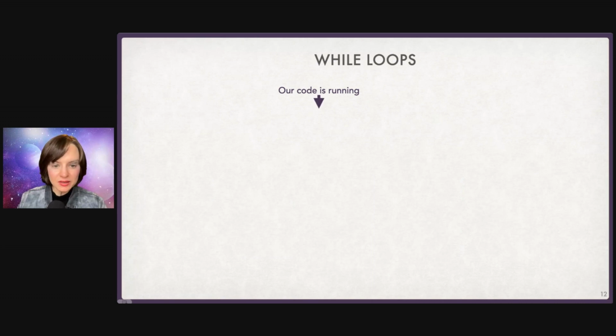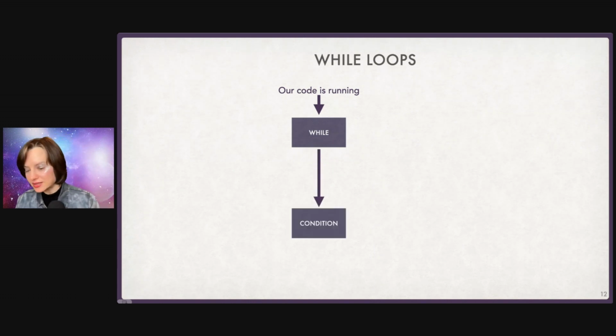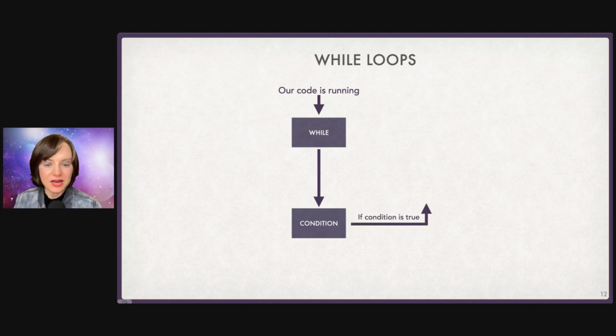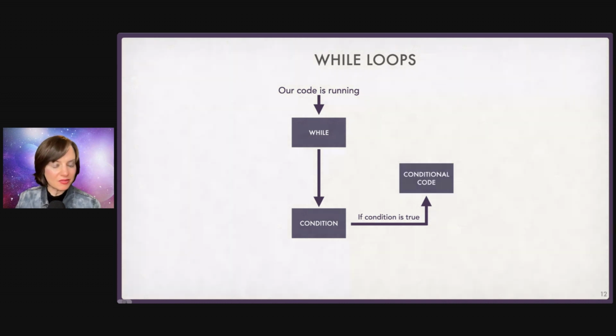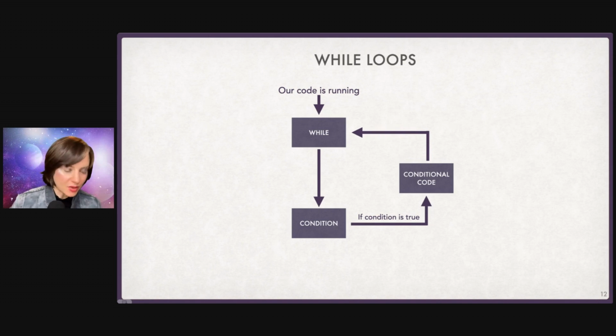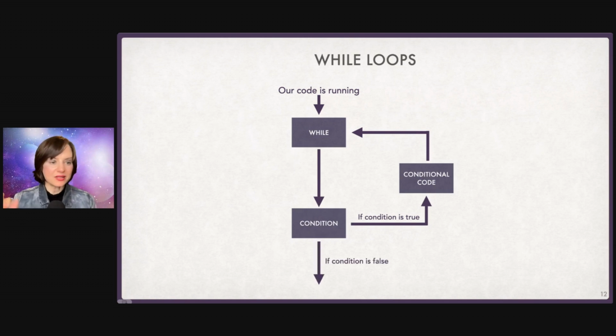Our code is running. We're running down, and then the computer hits our while loop, and we provide some condition. X is less than 10, x is greater than 2, whatever. If that condition is true, x is less than 10, then carry out the command that I have provided in my conditional code. Print x, add 1. Or whatever. And then I'm going to hit the while loop again. And as long as that condition is still true, I'll do it again. The minute that condition is false, I exit and I keep going.